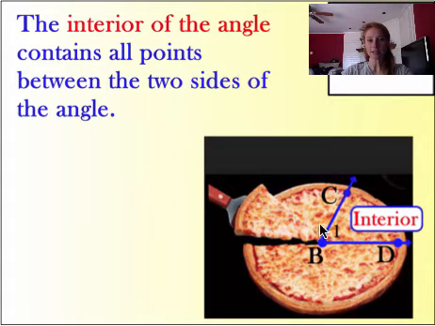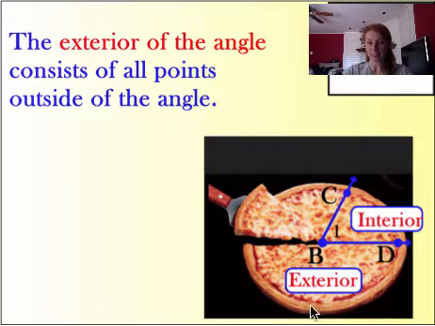Okay, so the interior of an angle contains all points between two sides of the angle. So here is the interior of our angle, angle B. And the exterior of an angle is all points that are outside of the angle.